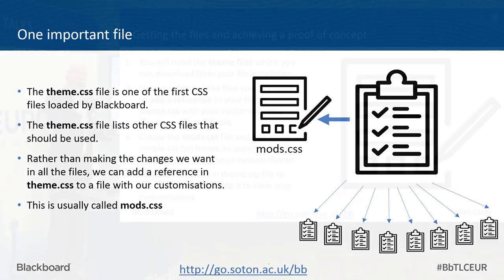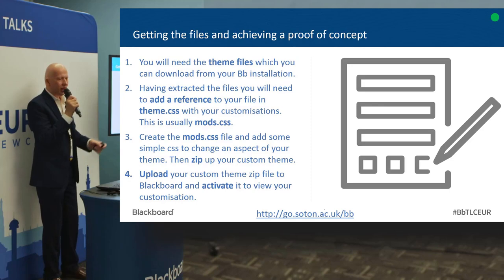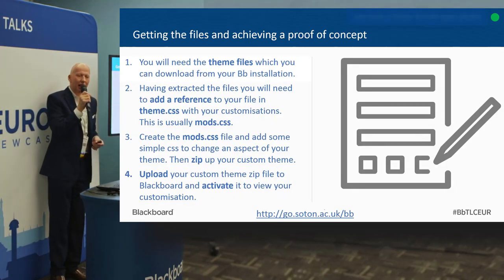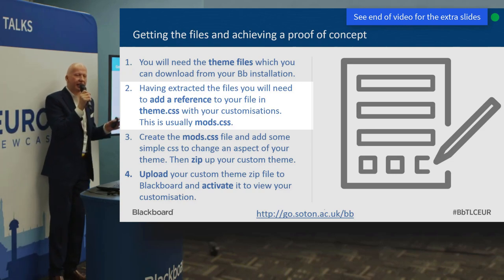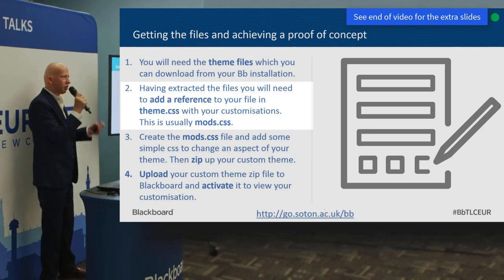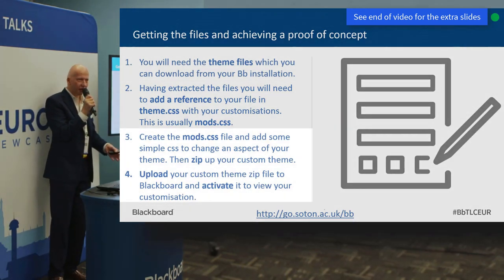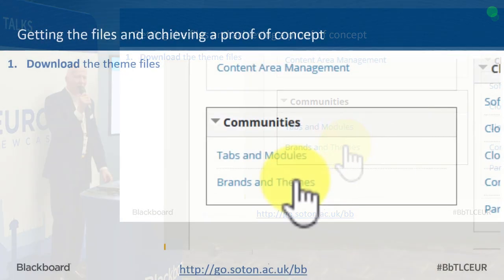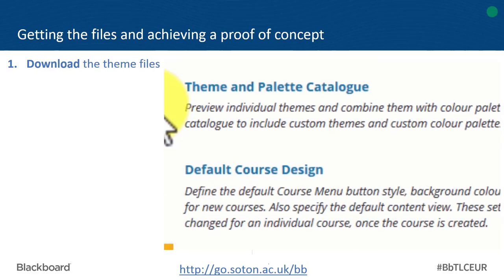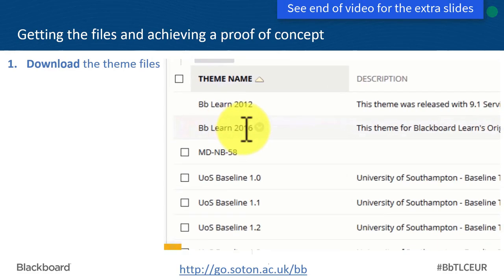So what you'll need to do is get the theme files from Blackboard, extract them, and then open the theme CSS file, add a reference to a mods file, create your mods file, put in a customization, zip it up, and upload it to Blackboard. And it really is simple. And you can see more of this in the full presentation online.